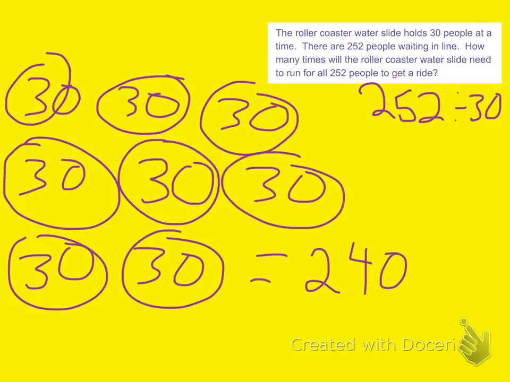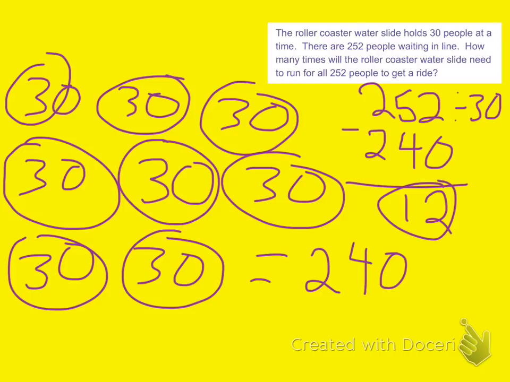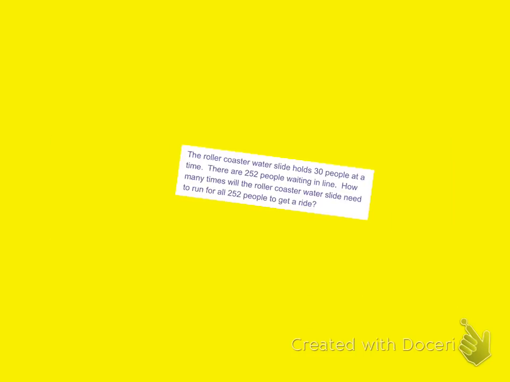Okay, now since we're trying to get 252 and I'm only at 240, I can subtract the difference, which gives me 12. So I know that there's 12 people left over. Okay, I'm going to walk you through how to do that again really quick using the division that we've been practicing in class the last few days.